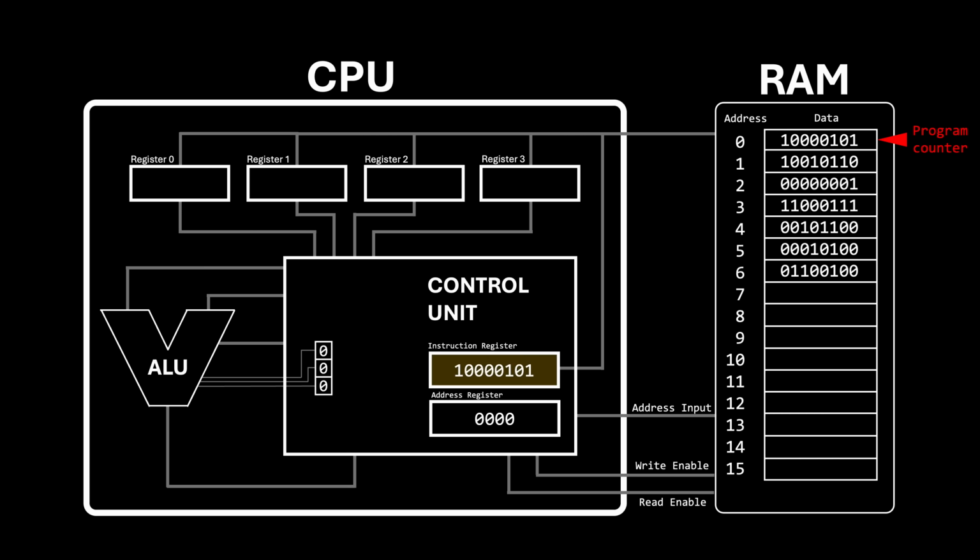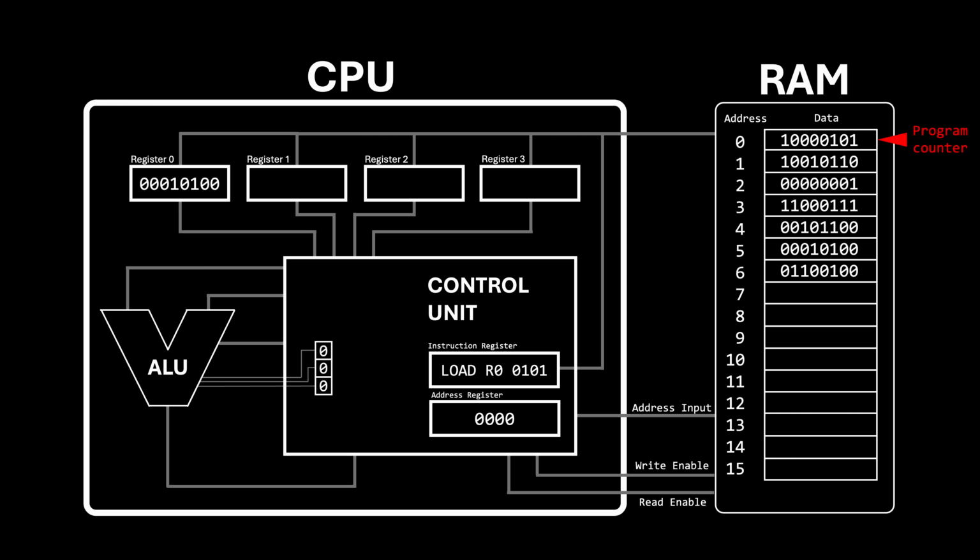Next, the control unit reads the content in the instruction register to interpret the instruction, or in other words, to determine what action the CPU should take next. This is known as the decode stage. And once the instruction is decoded, the control unit sets everything up so that the instruction can be executed. In this example, it loads the content from memory location 5, which is the number 20, into register 0. This is known as the execute stage.